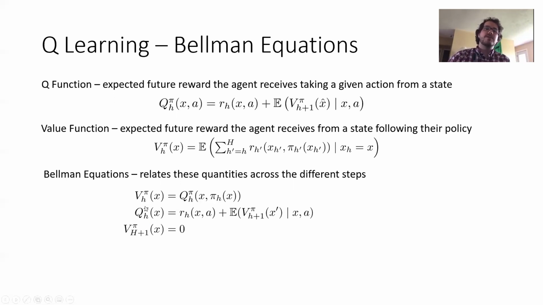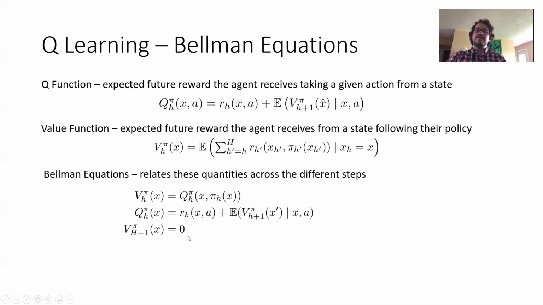So the value function is defined to be the Q function for the action that the policy says to be taking in that specific state. And the Q function is equal to the immediate reward that the agent experiences plus the expectation of the value function over the next step, where the value function at the end of the day is defined to be 0.